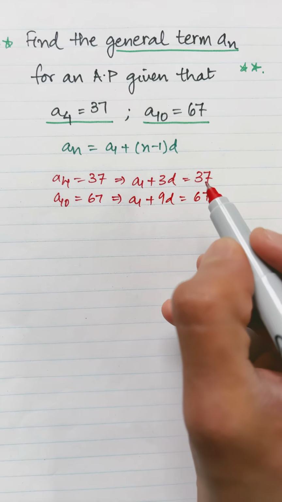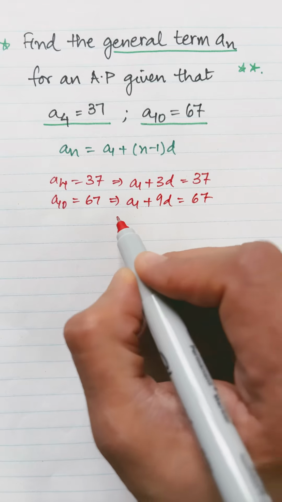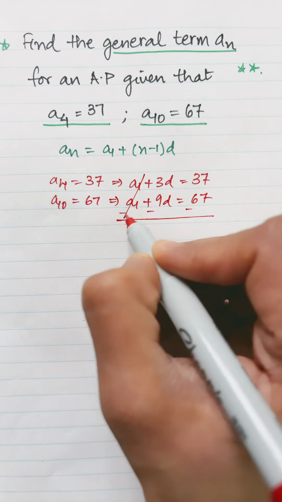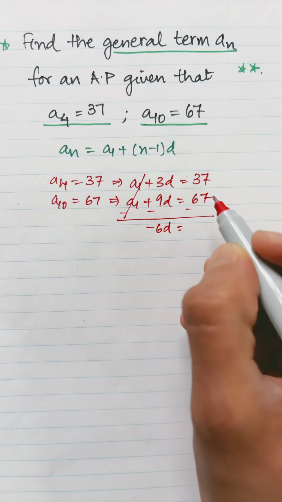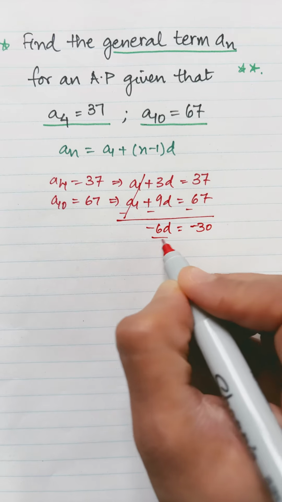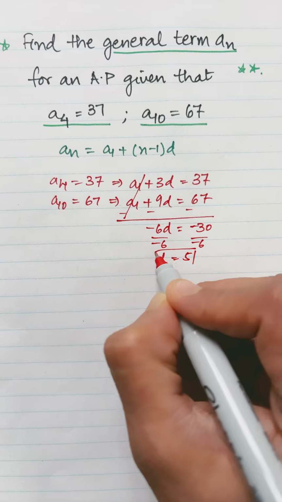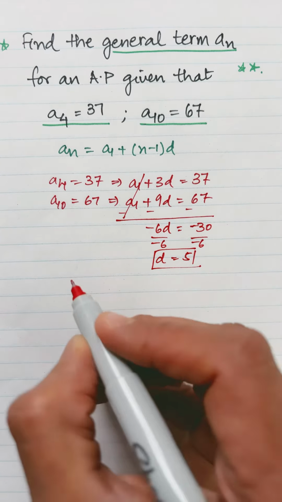Now these are just linear equations in two variables, a1 and d. So let's solve them: subtract them, change the signs on the second equation. a1 minus a1 cancel out. 3d minus 9d will give me minus 6d, and 37 minus 67 will give me minus 30. Divide by minus 6 on both sides to get the value of d as 5. Put this d equals 5 in any one of these equations to get the value of a1.